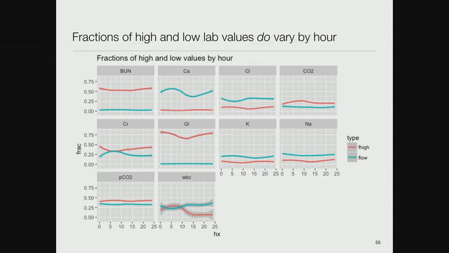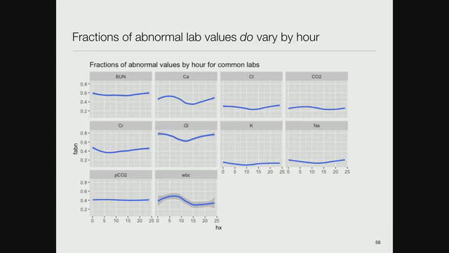And in particular, if you look at white blood counts, you see that the fraction of high values goes up at night, and the fraction of low values goes down at night, right? Which is consistent with what they saw as well. There's another way to measure it, which is instead of using normal ranges, the lab actually gives you a call that says, is this value normal, low, or high? And we can use that.